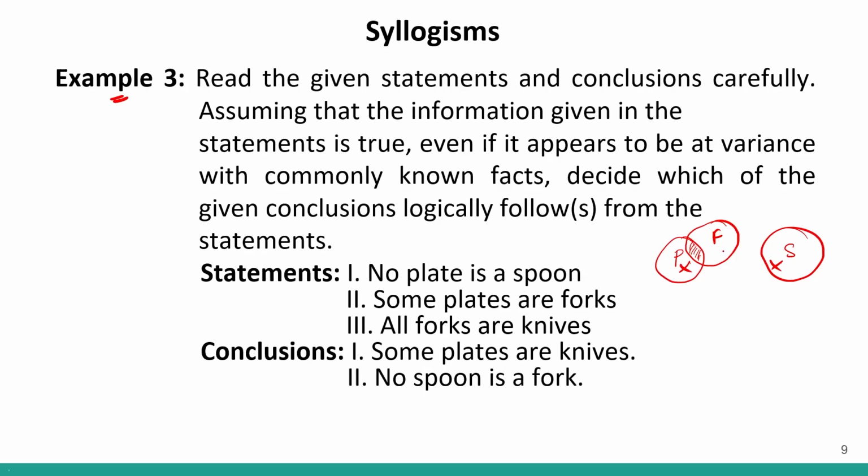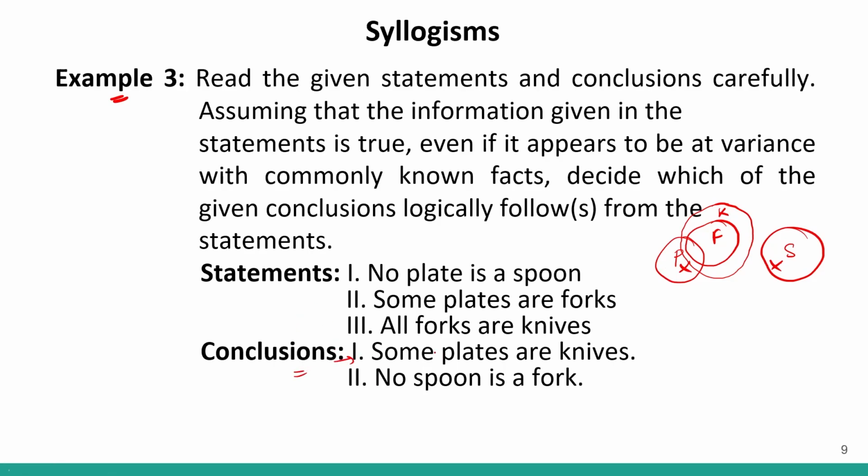All forks are knives. So if all forks are knives, I will draw it like this. So this will be my Venn diagram. Based on this diagram, I will represent the data. No plate is a spoon, so they are separate entities. Some plates are forks and all forks are knives. So this is how I will represent my data. Now let us look at the conclusion.